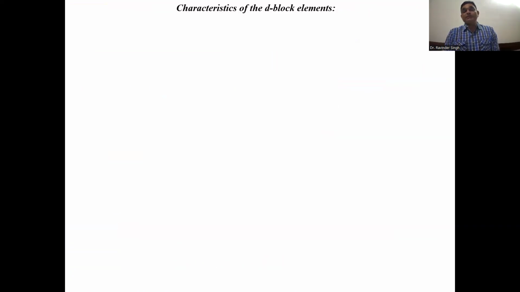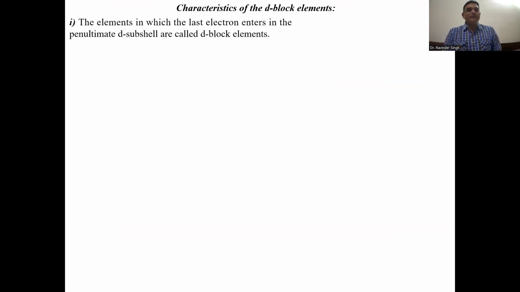So what are the main characteristics of the d block elements? The main characteristics include their definition. So what are the d block elements? The d block elements are those elements... Before explaining the definition of the d block element, first of all, we must write down the electronic configuration of one of the elements. The first element of the d block is scandium, atomic number 21.